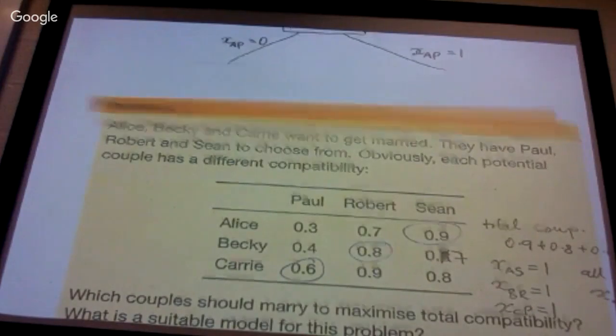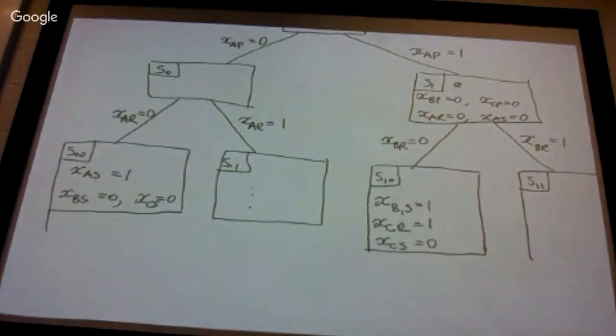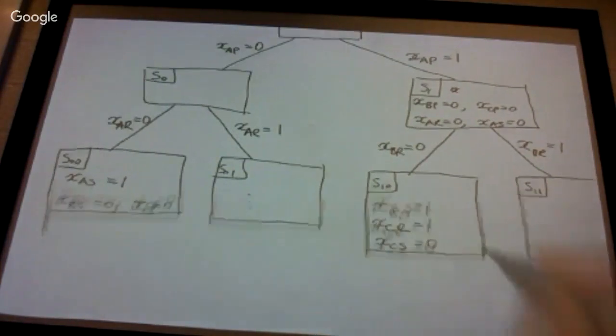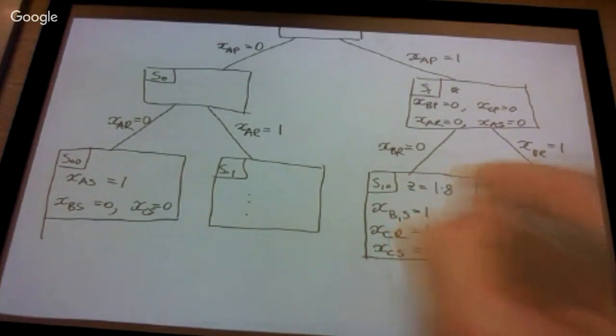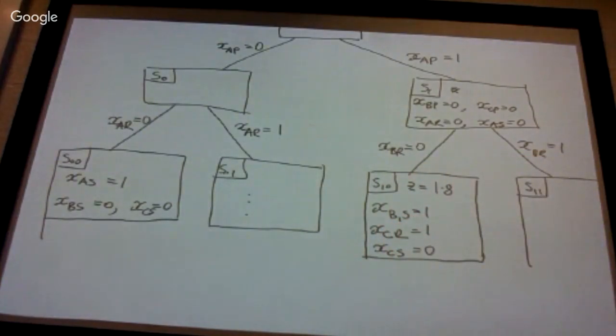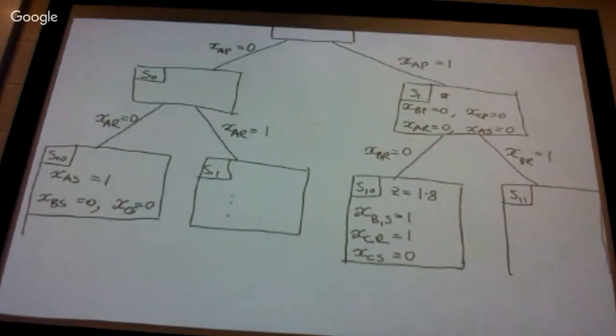I'm not going to do it now by hand, but what I'm supposed to get is that the objective with these values of the decision variables is supposed to be 1.8. Is that what you're getting? Anything unclear? Right, so is everything clear so far?